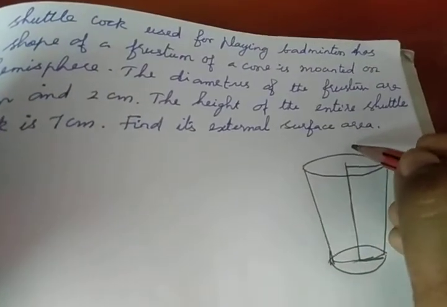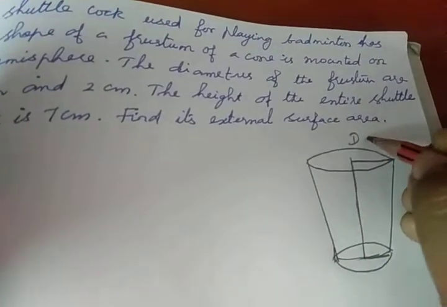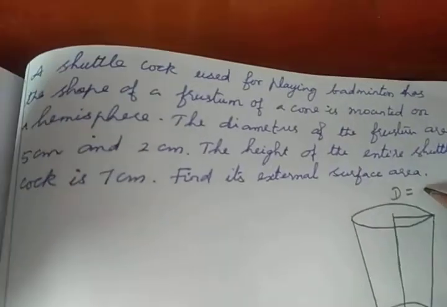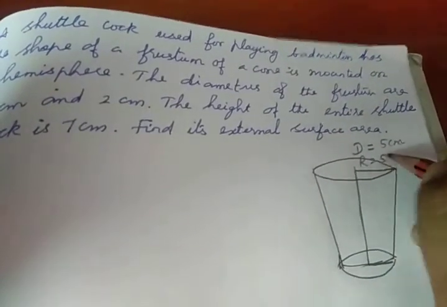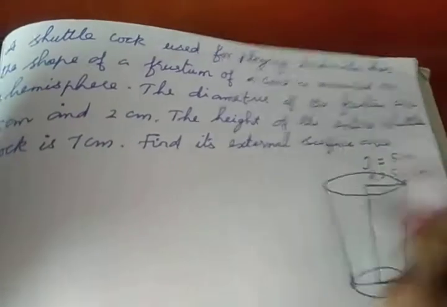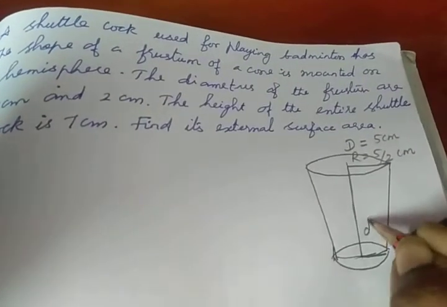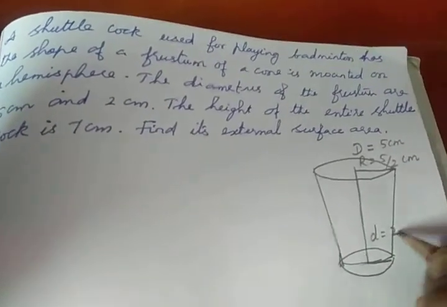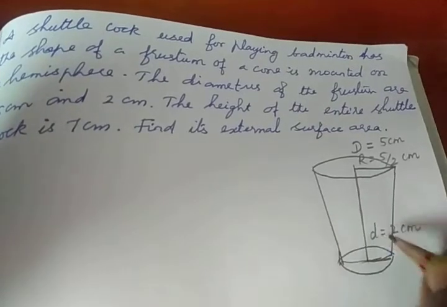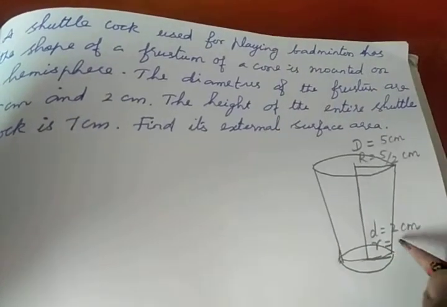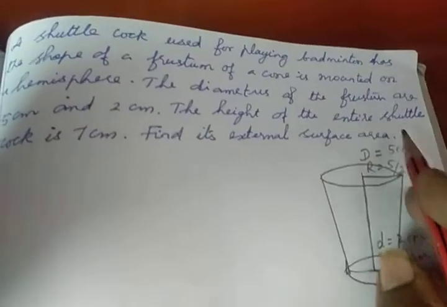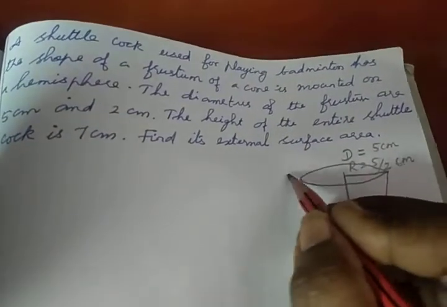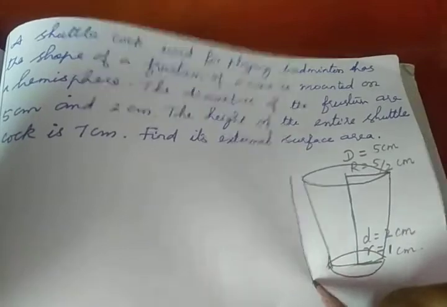So here, the big mouth has diameter 5 centimeter, so capital R is 5 by 2 centimeter. The small diameter will be 2 centimeter and small r will be 2 by 2, 1 centimeter. The height of the entire shuttlecock is 7. This full part is 7.